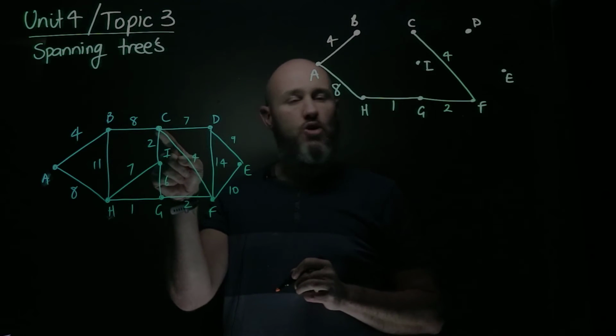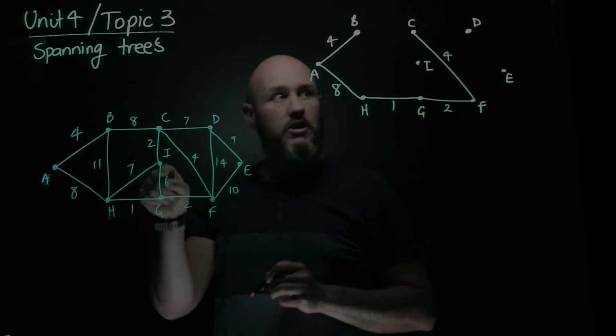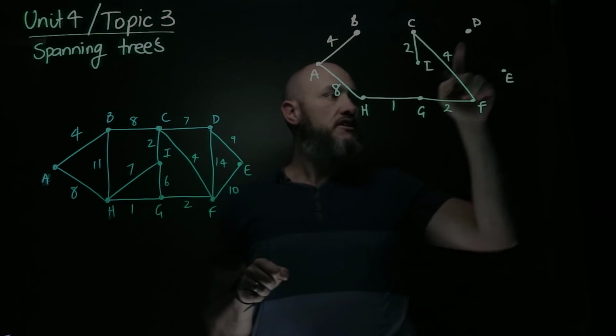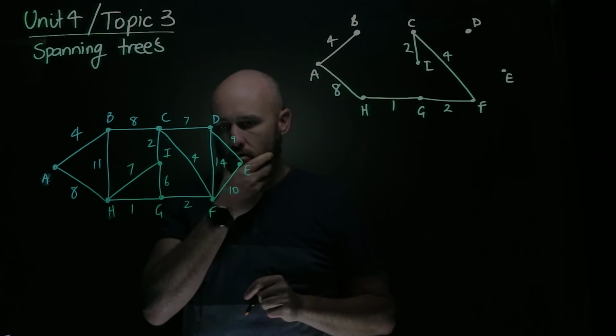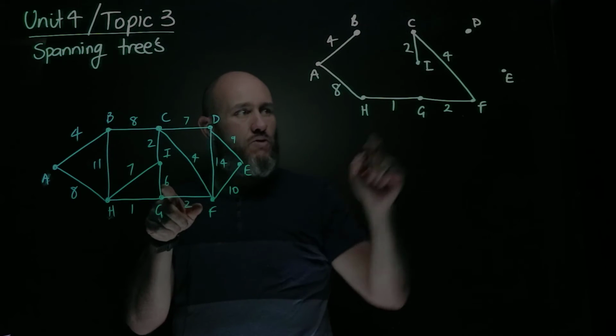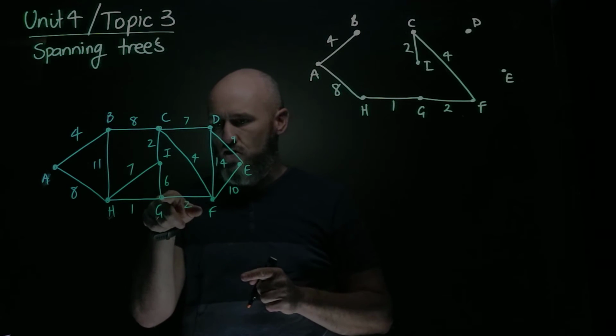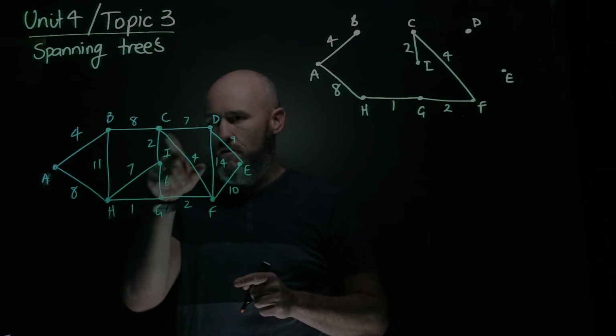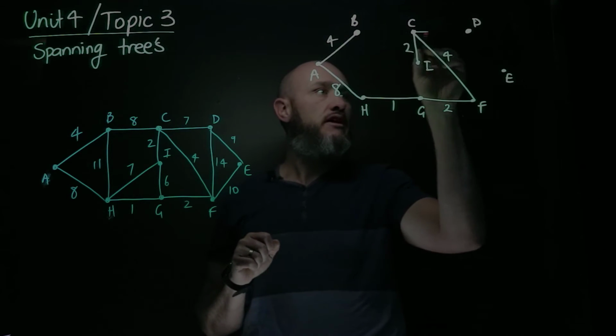And now C is open, so I'm looking around at C and I can see a 2 down to I, so that's good. I just need to get to D and E. So, looking at what I've got available now, I've got a 6 available, but that creates a cycle. I've got a 7 available, that creates a cycle. I've got this 7 available, that's next best, and that incorporates D.